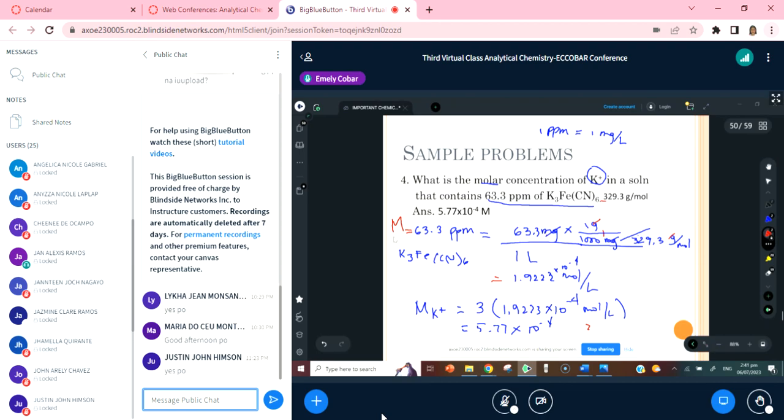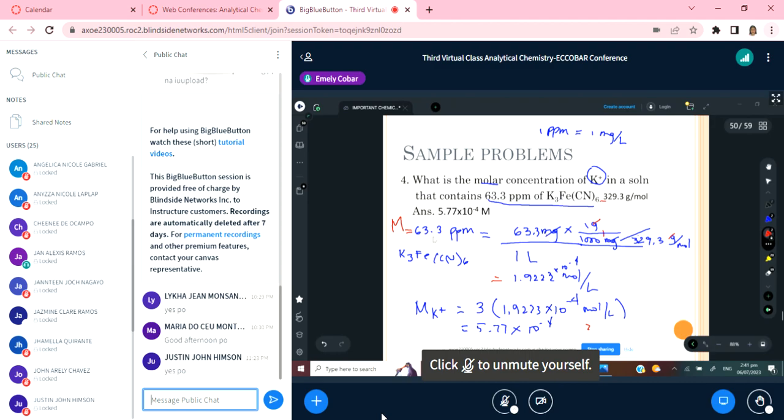What we are doing now is getting the concentration of this in molarity. This solution contains 63.3 milligrams of the solute. So I convert this 63.3 milligram to grams and then divide by the molar mass of the solute, I'll have number of moles of solute sa numerator. Sa denominator ko, the volume 1 liter. So, ayun. What's the concentration in molarity? 1.9223 times 10 to the negative 4.